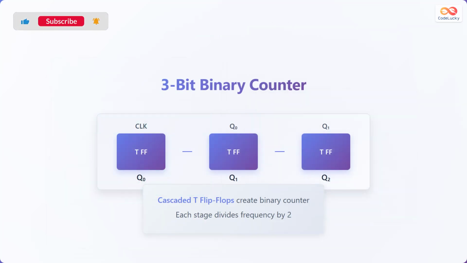Let's examine a 3-bit binary counter implemented with T flip-flops. The circuit consists of 3 T flip-flops connected in cascade. The clock input is fed into the first flip-flop, and the output of each flip-flop serves as the clock input for the next. The outputs of the flip-flops represent the binary count, with Q0 representing the least significant bit, and Q2 representing the most significant bit. Cascaded T flip-flops create a binary counter, with each stage dividing the frequency by 2.